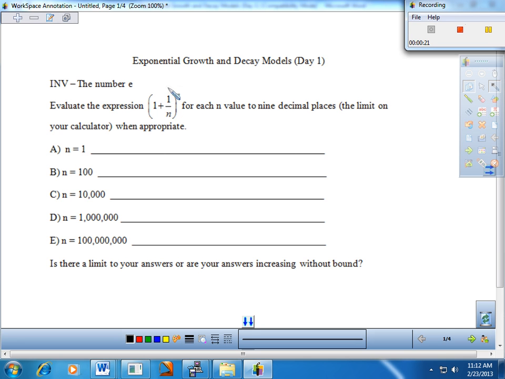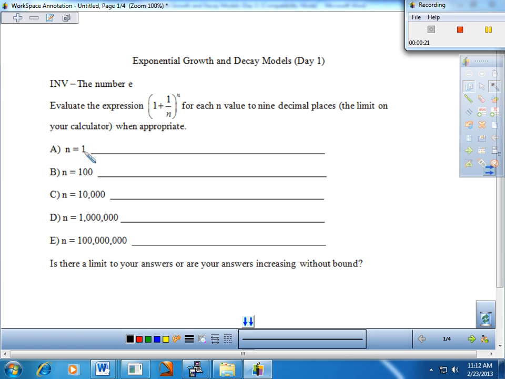So evaluate that expression for each n value to 9 decimal places. And that would be the limit on our calculator when appropriate. So what we're going to do is allow n to get infinitely large. We're going to get larger and larger and larger. And what I want to know is what happens to the value of this expression right here. So you can kind of see, I tried to streamline this a little bit for us, starting out really small and then jumping up in a hurry.